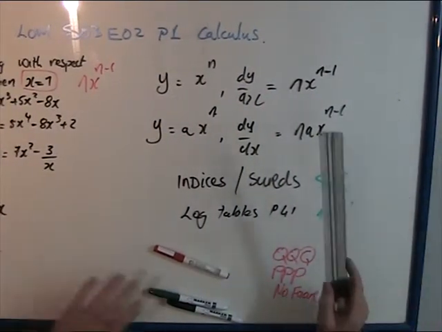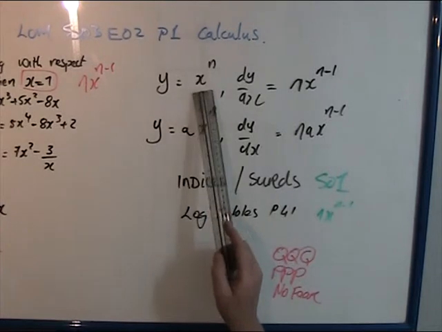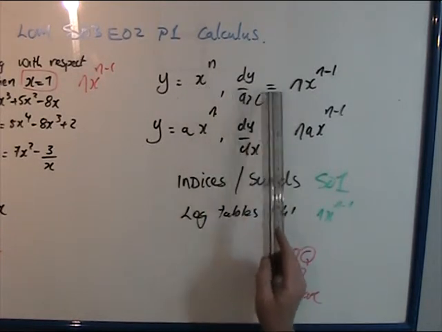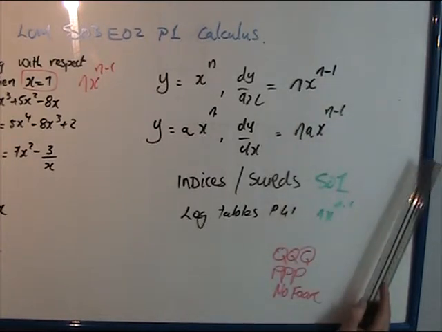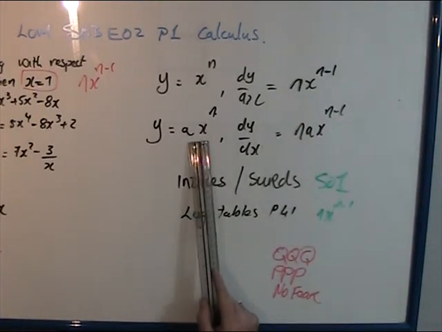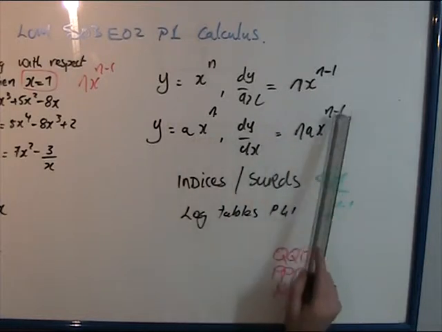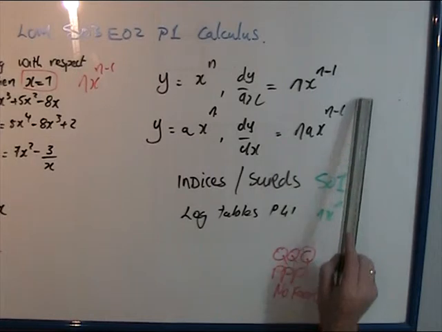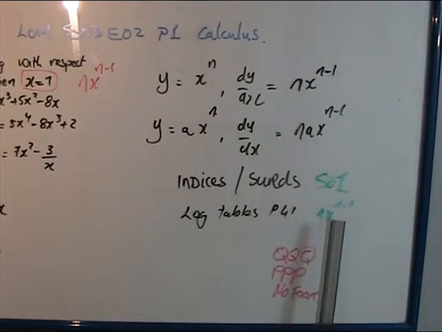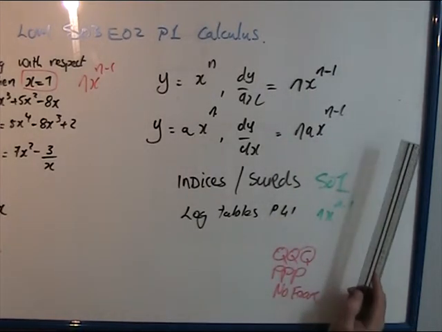Now this is the rule. When y is equal to x to the power of n, dy dx is equal to n times x to the power of n minus 1. And it's the same rule again. If you have a constant here, you just multiply n by the constant, and it's the same. It's on Paper 1, in the log tables, page 41.